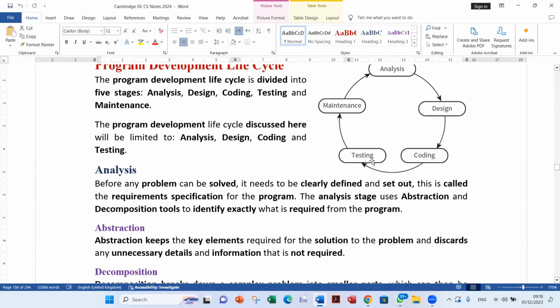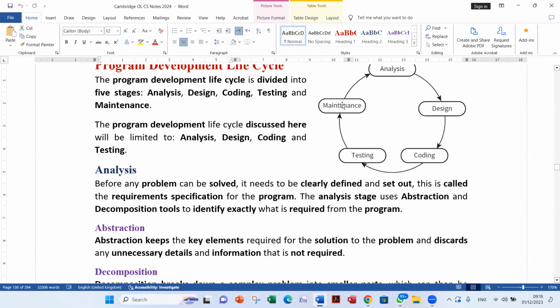You have to test your program to check that it really works as intended. You have to put lots of test data. In our study, we will study what is meant by test data. ICT candidates already know what is meant by test data: normal test data, abnormal test data, extreme test data. Okay, let us go and read.